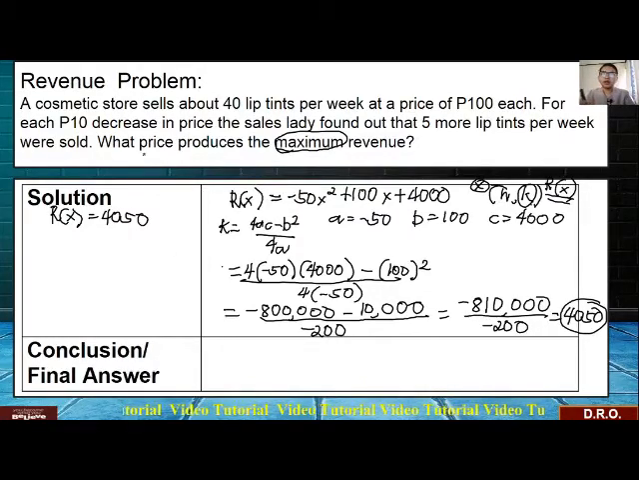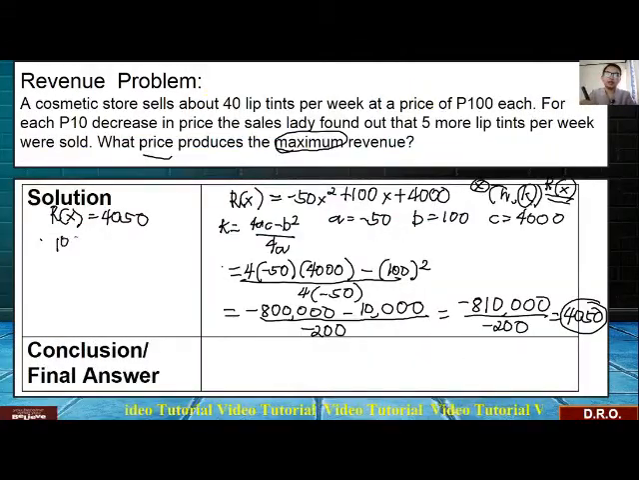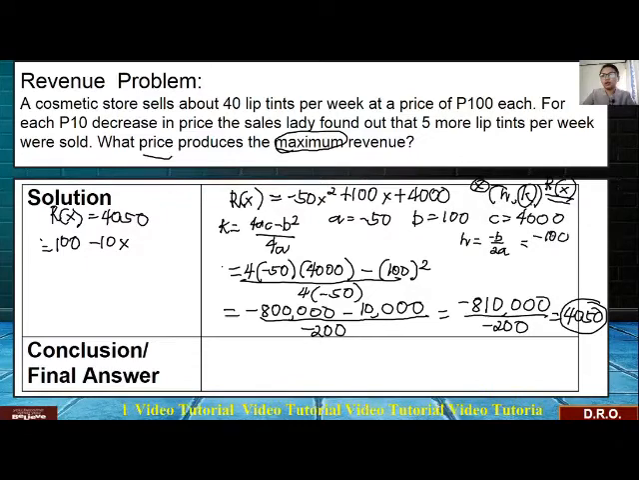Now for the formula on getting the price per piece, for us to have the maximum revenue, that will be this one. So the price per lip tint. So that's 100 minus 10x. Now the problem is we have to find also the value of x, which is the value of h. So in finding the value of h, that is negative b over 2a. Substitute, this will be negative, and then b is 100, all over 2 times negative 50. So we will have negative 100 divided by negative 100. So the value of h or x is 1.